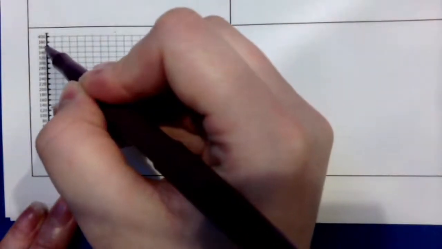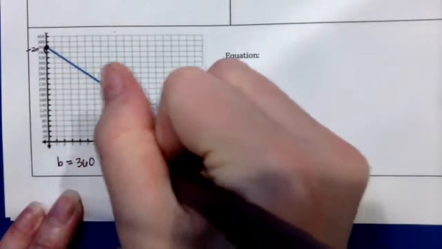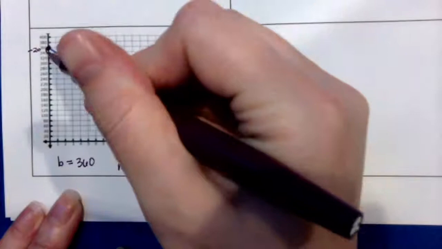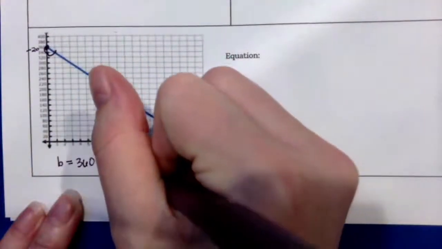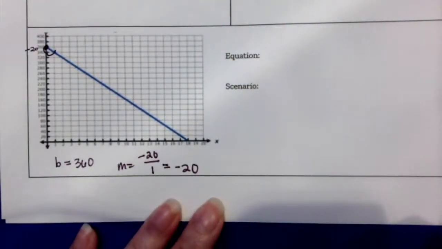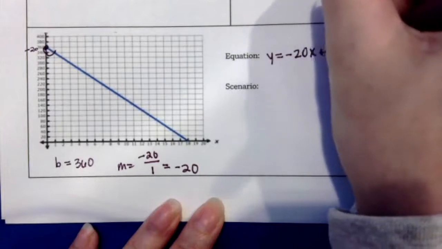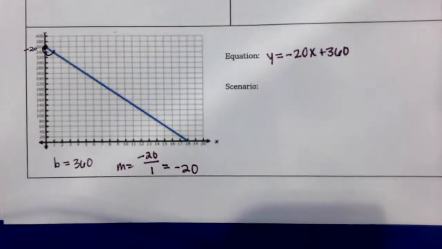And then my m, if I wanted to go count my rise and my run, I'm going to go down. It's one box, but I'm going down 20. And then I'm going to go over 1, and that actually is counting by 1. So negative 20 over 1 is negative 20. So my equation is y equals negative 20x plus 360. And then you can write any scenario you want.